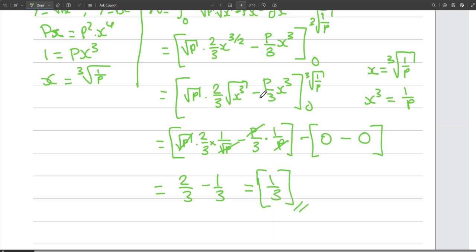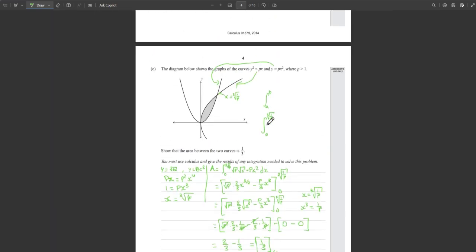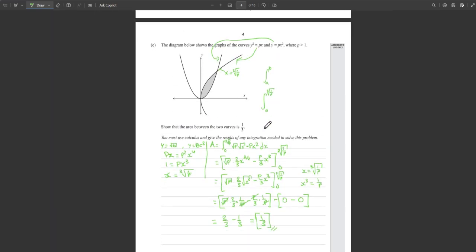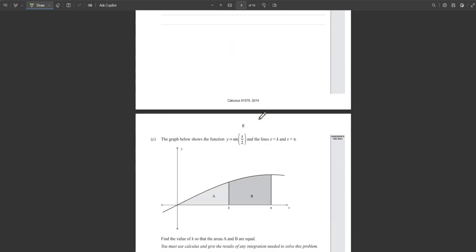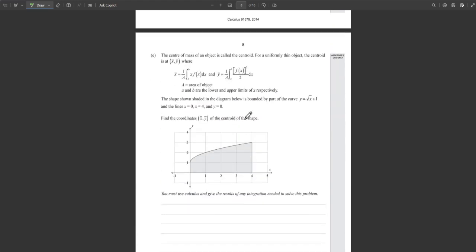And that's how you do the first question. So yeah, that's question 1E proven. Now let's find the second excellence question.